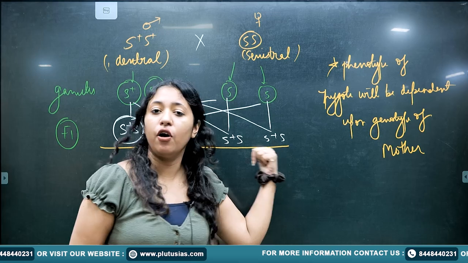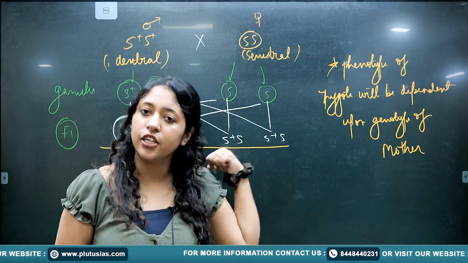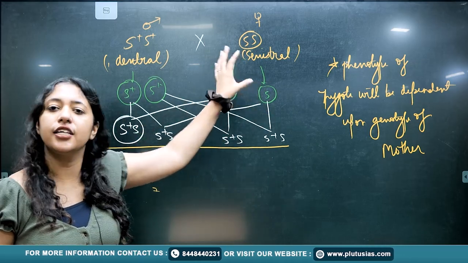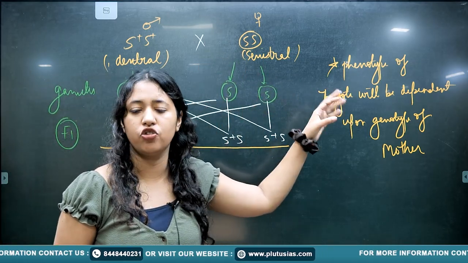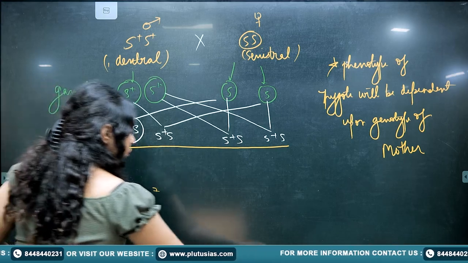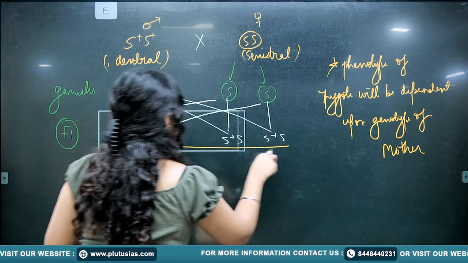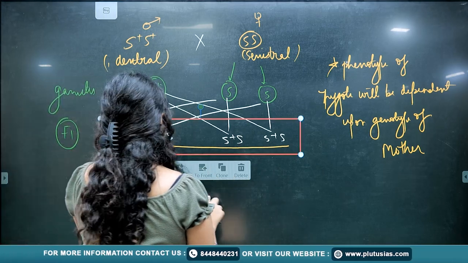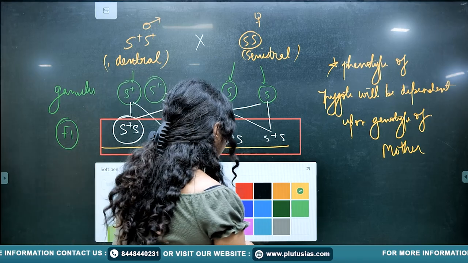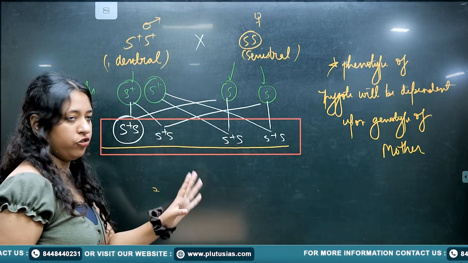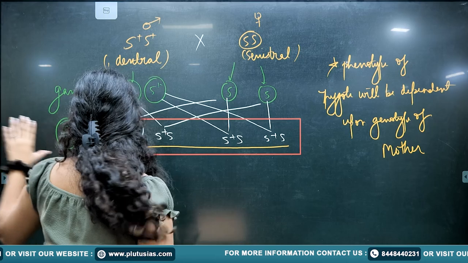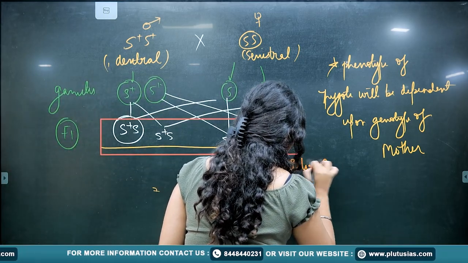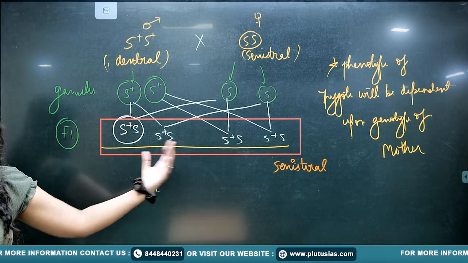The phenotype of these particular zygotes, or this generation, is controlled by the female. The mother's genotype is sinistral. So all this progeny, no matter what their genotype is, it makes no difference. Whatever their genotype, the mother will decide. If the mother's genotype is sinistral, the progeny will be sinistral. If the mother's genotype is not sinistral but dextral, the progeny will be dextral. In this case, my mother is sinistral, so all this F1 generation are going to be sinistral. Okay? All these are going to be sinistral.